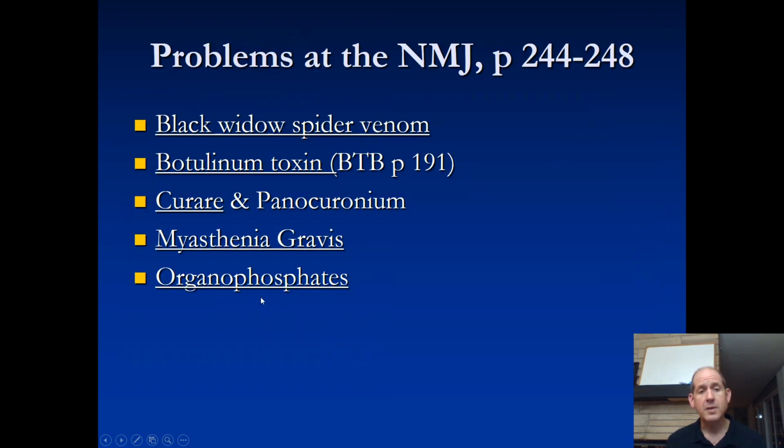And organophosphates are nerve agents. They've been used as nerve gases, and they're also used in some pesticides. So what they do is they inhibit acetylcholinesterase and thus prevent acetylcholine from being broken down. And that results in chronically elevated acetylcholine and a spastic paralysis where the muscles are all contracting.